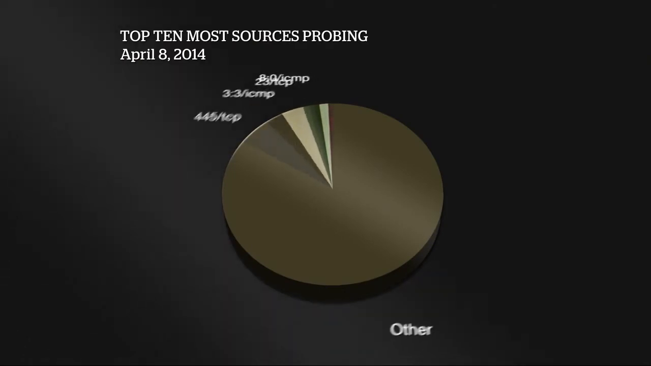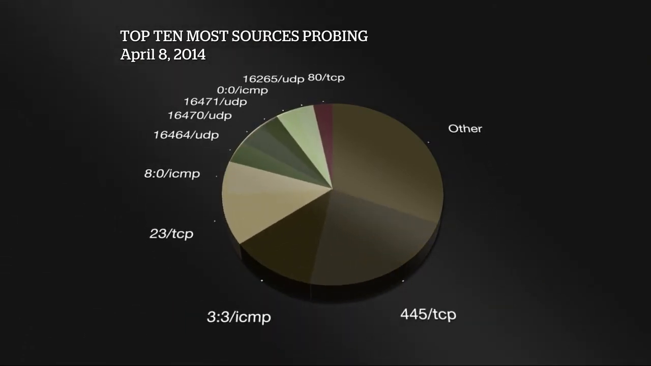And this is the most sources scanning. If you took a look at how many sources are scanning individual ports, this is what you would see. Not surprisingly, 445 TCP is in there. Those are usually Conficker or other types of infections related to that. ICMP, this is port unreachable, right? This is 3:3, port unreachable. These, the 3:3, the ICMP echo request, and the ICMP echo reply, are probably all related.